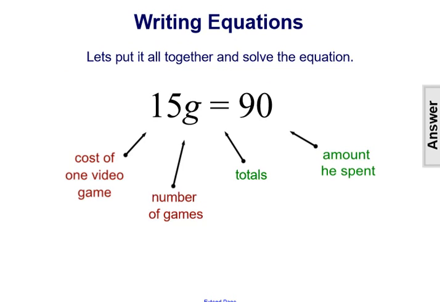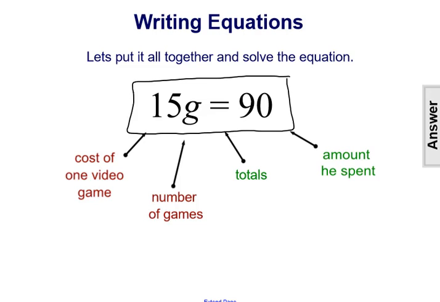So now let's put it all together and then solve. We have the cost of one video game is 15. That's per each game, so that was times our variable G for the number of games. Equals, we had a total of the amount he spent, which is 90. So our equation is 15G equals 90.